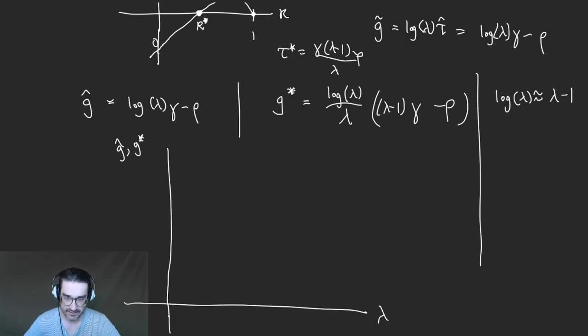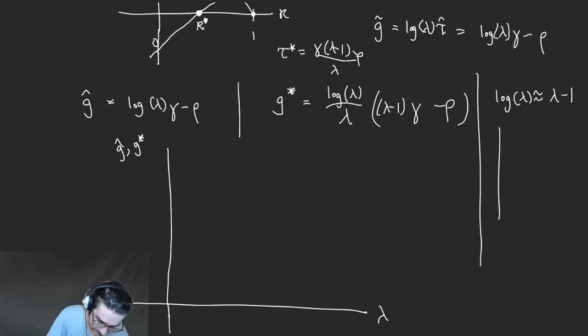That point, in the case of the social planner, is when the log of lambda hits rho over gamma. In the case of the equilibrium, it's where lambda minus one hits rho over gamma. We already talked about how lambda minus one is greater than the log of lambda.